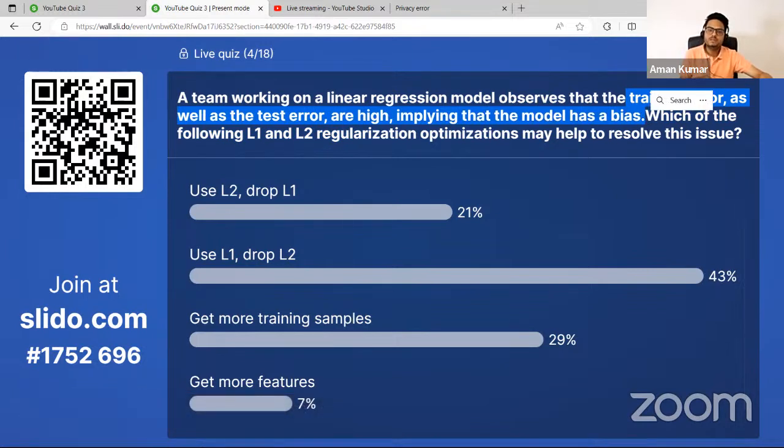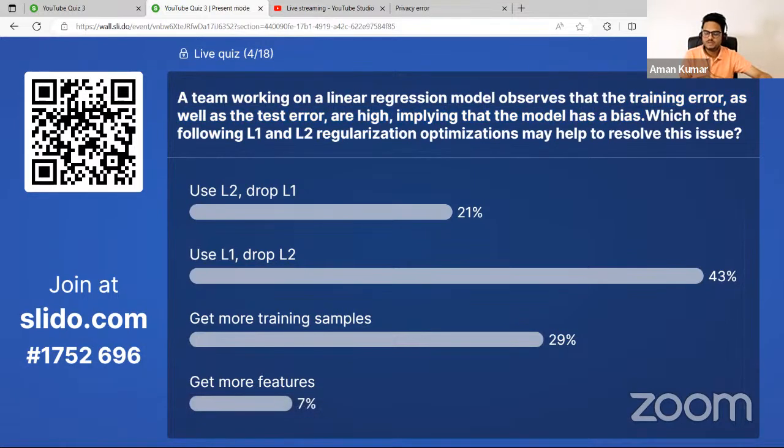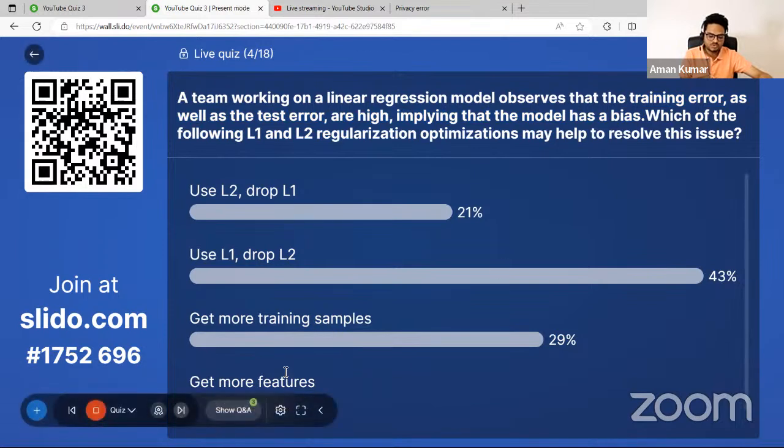Okay. In this type of scenario, all your features are useful, right? So out of L1 and L2, which one you want to keep and which one you don't want to keep? That you have to see first. And people who are selecting bottom two, bottom two is not the right answer, of course. Why? Because I'm clearly saying here, which of these L1 and L2 regularization optimization will help? Okay. I'm saying which of these regularization will help. Apart from this, I'm not saying anything else in the question.